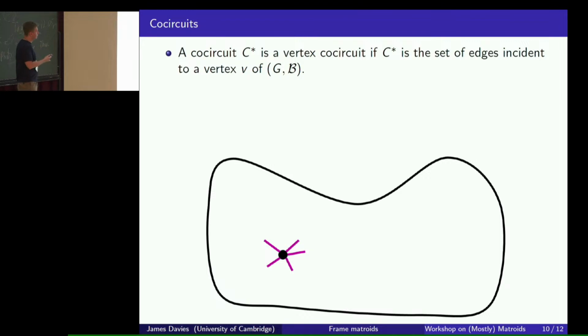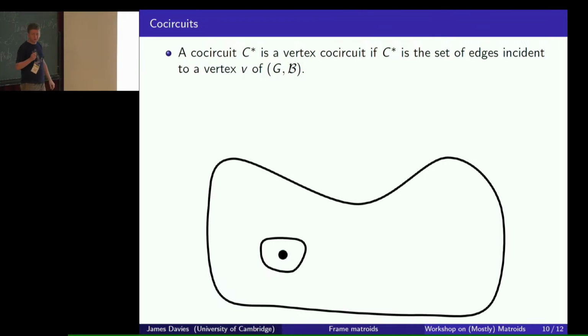So the nicest, simplest kind of co-circuit is vertex co-circuits. These are just the co-circuits where we've got a vertex, and our co-circuit is just going to be the edges incident to this vertex. So this will be a co-circuit because we delete these edges, and then we're disconnecting our bias graph just by isolating this one vertex. We bump the rank down by 1.